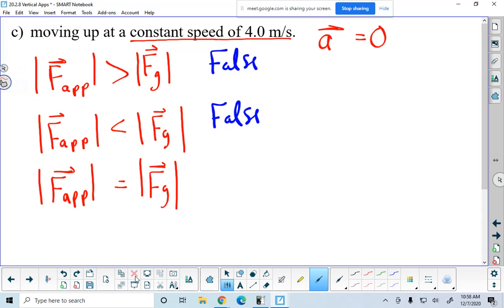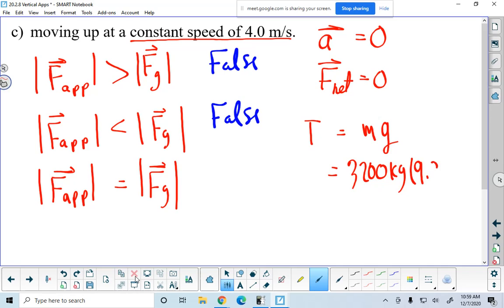So to find the tension in this cable, all we have to do is find the weight or the force of gravity acting on the elevator. There's no ma to it because the acceleration is zero, the net force is zero, and if the net force is zero, the forces are balanced, which means that the tension must be exactly equal to mg. So all we have to do to find the tension in the cable is take the 3,200 kilograms times 9.81 meters per second squared. What we are finding is the weight of the elevator and the person. So we're finding the force due to gravity.